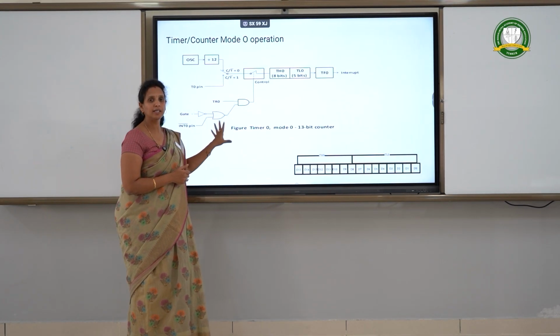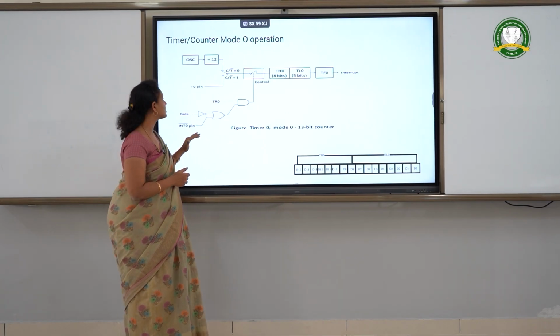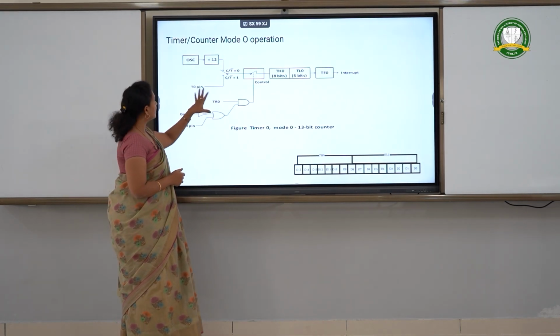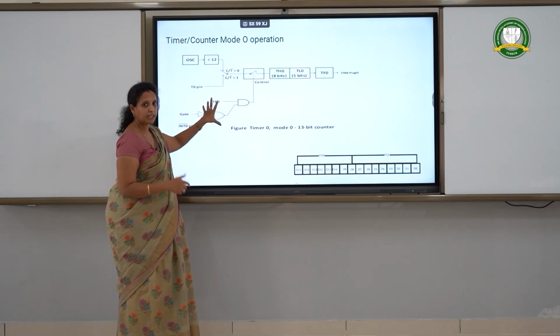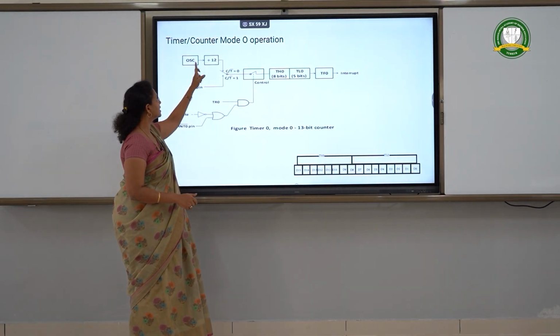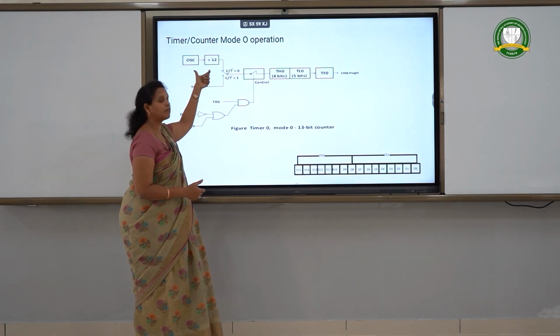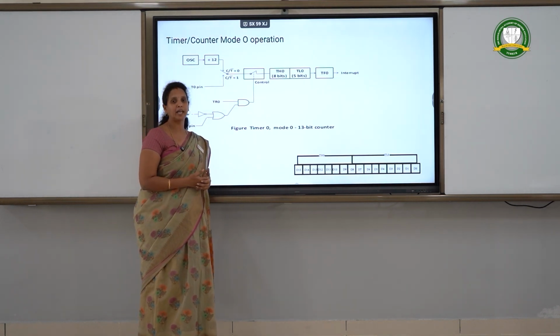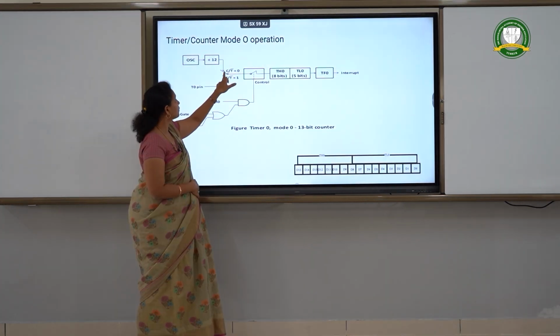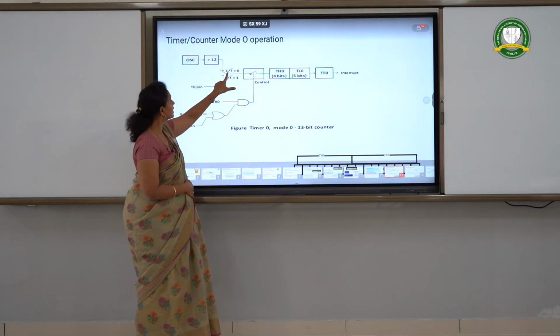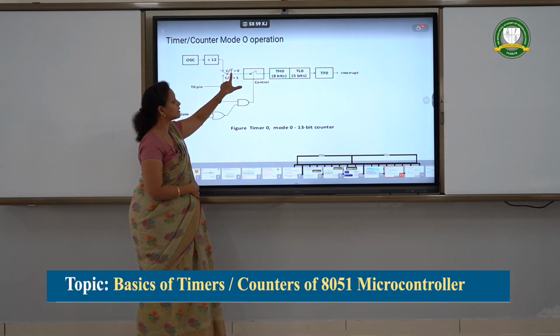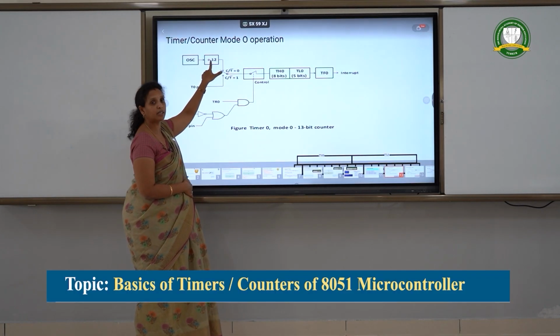Let us see what is there here and what it specifies. As indicated here and studied before, the oscillator frequency has to be divided by 12, and 1/12th of the oscillator frequency will be the frequency given to the timer or counter. So the frequency is given by the oscillator frequency, and whenever T by T bar is 0, the frequency will be connected to this.